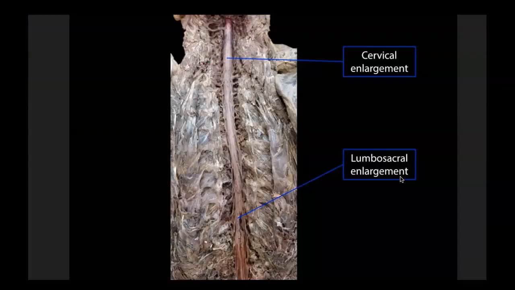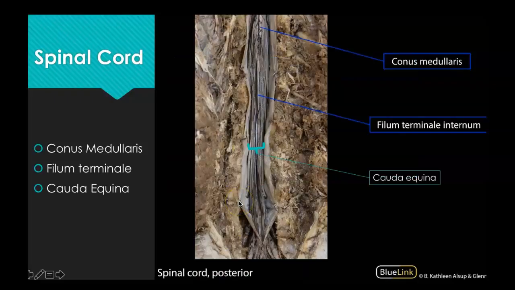Here's what you can expect it to look like on a cadaver. We can see more superiorly is the cervical enlargement of the spinal cord, and then inferiorly, where you see it enlarged right before we see the conus medullaris, which I'll describe to you in just a moment, is your lumbosacral enlargement. Here's an inferior portion of the spinal cord that we see right in this region over here.